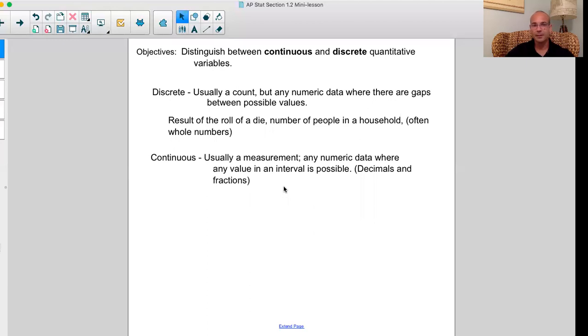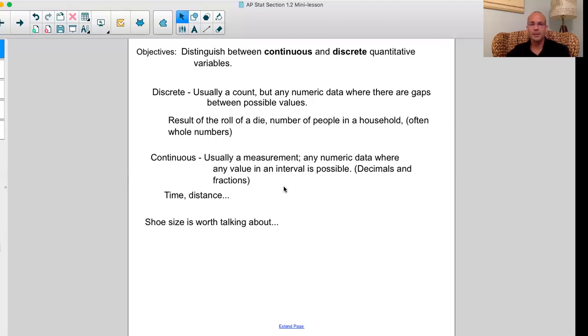Now continuous, as the name implies, there's this kind of steady flow between one possible value and the next possible value. So a lot of times it ends up being a measurement instead of a count. And it's numeric data where any value in a given interval is possible. So decimals and fractions are usually kind of giveaways that there's continuous data. Like time is measured, and you could have milliseconds between things. Distance, same thing.